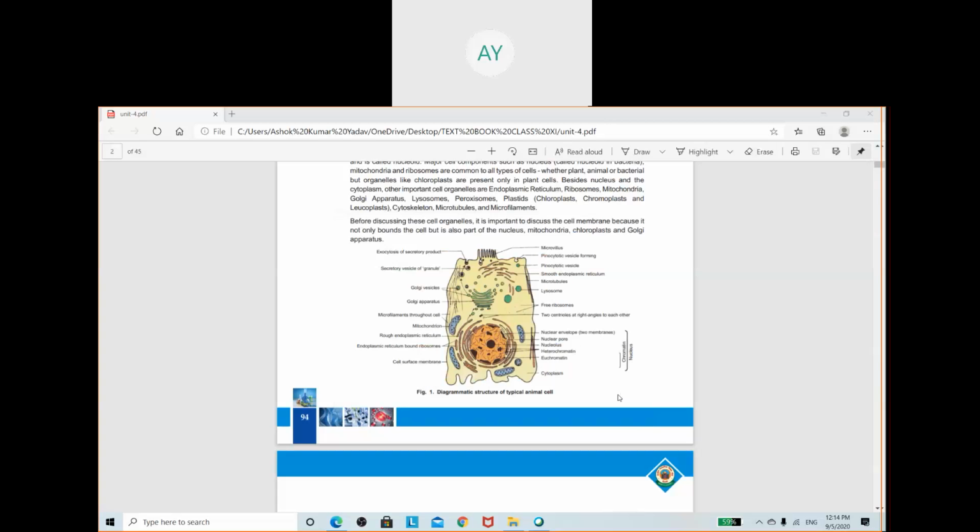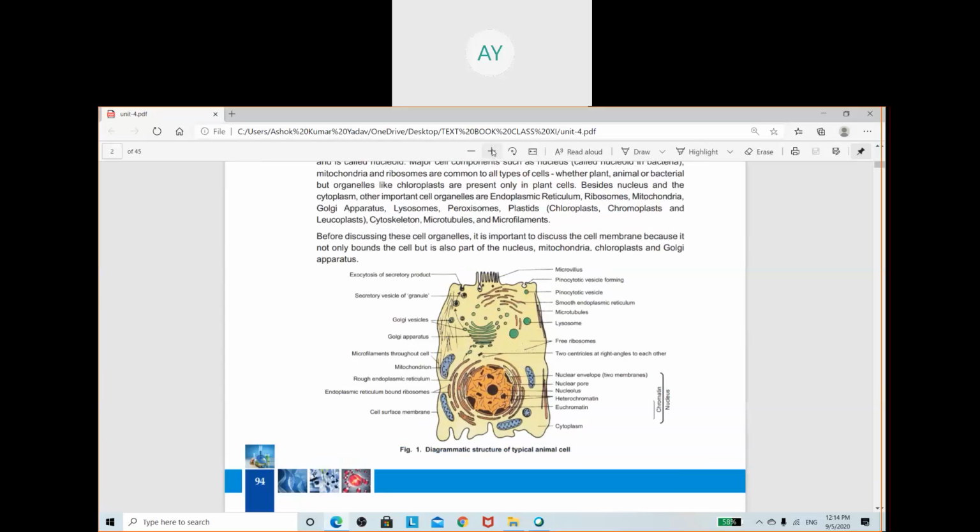Today I am going to discuss the cell structure, cytoplasm, and cell organelles. So, the cell contains a liquid, that is cytoplasm: the liquid inside the cell between the nuclear membrane and the cell membrane is known as cytoplasm.